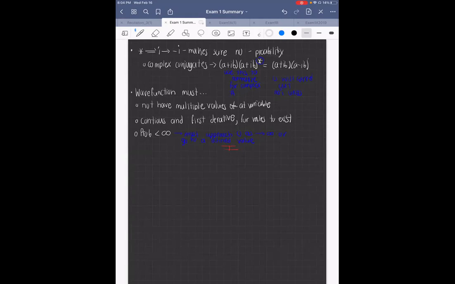And the wave function must satisfy these conditions. It must not have multiple values at a variable. So on the x-axis, at x equals 1, it can't have multiple values. And it must be continuous, and its first derivative must be continuous. And if you were to integrate over all space, the probability must not be infinite. It must be a finite value, like 1, when you integrate.